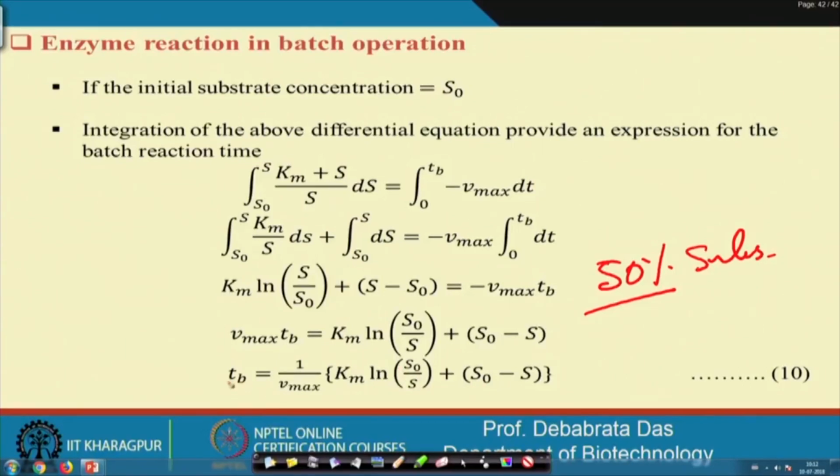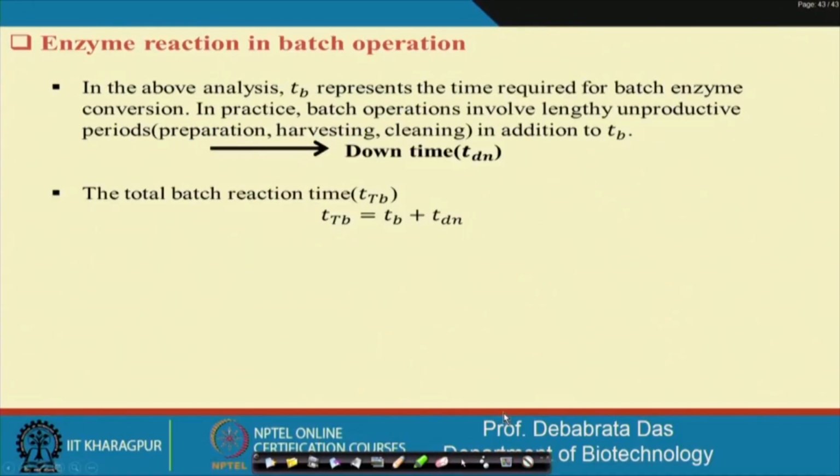So if you know the S0 value, you can find out the time required for the batch fermentation process. You can easily calculate. Now, one drawback of the batch process is that after the batch is completed, you have to restart the second batch. And for that, an important thing that comes into the picture is called downtime.